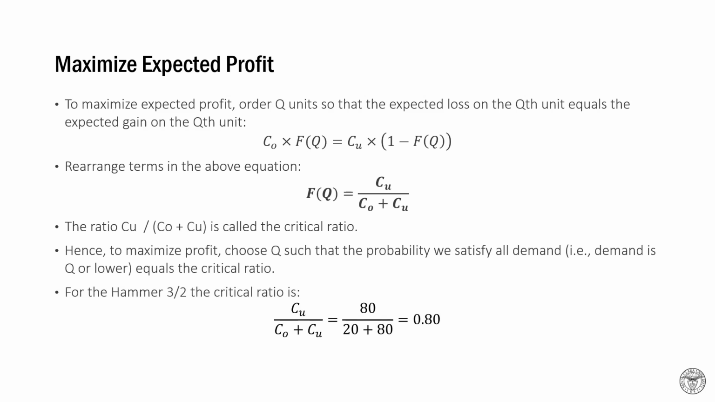In the case of Hammer 3/2, we can compute the critical ratio as follows. Cu over Co plus Cu equals 80 divided by 20 plus 80 equals 0.8. So our target is to set the order quantity such that there's an 80% probability that all demand is met. This is the optimal order quantity in terms of maximizing profit and minimizing potential loss.